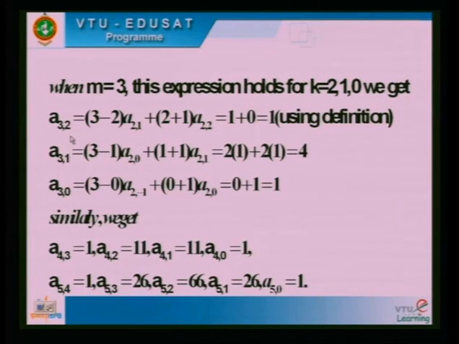If m is equal to 3, you get A of 3, 2 is 1, A of 3, 1 is 4, and A of 3, 0 you get 1, because recursively at each step we get different values. Similarly we get A of 4, 3, A of 4, 2, A of 4, 1 and A of 4, 0. Similarly if m is equal to 5, A of 5, 4 equals 1, A of 5, 3 equals 26 and A of 5, 2 is 66, we get the values. These are some of the important recursive formulas we discussed.